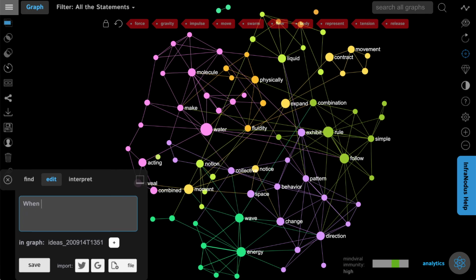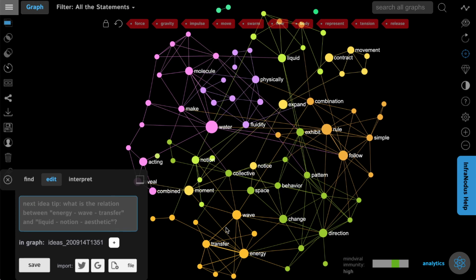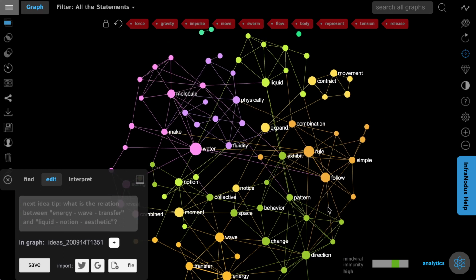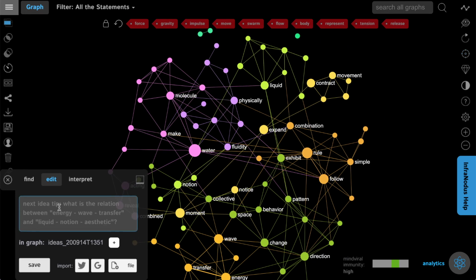When do the waves happen in swarms? How can they transfer energy? So here we have a wave energy transfer. Rules follow. I think it's also important, then what comes to mind is the idea of synchronization in multiplicities.